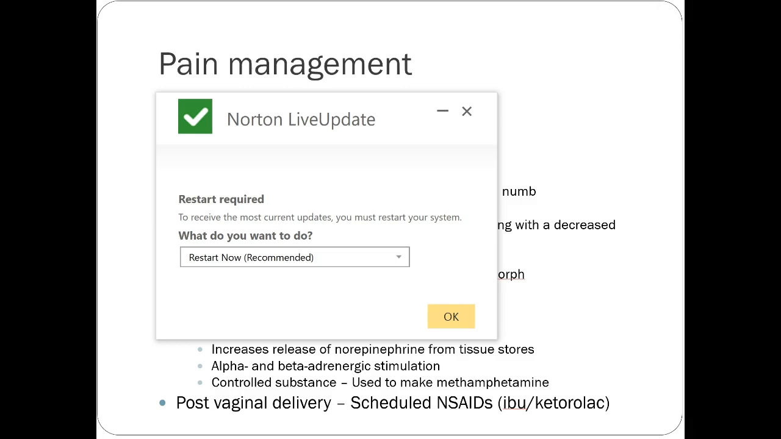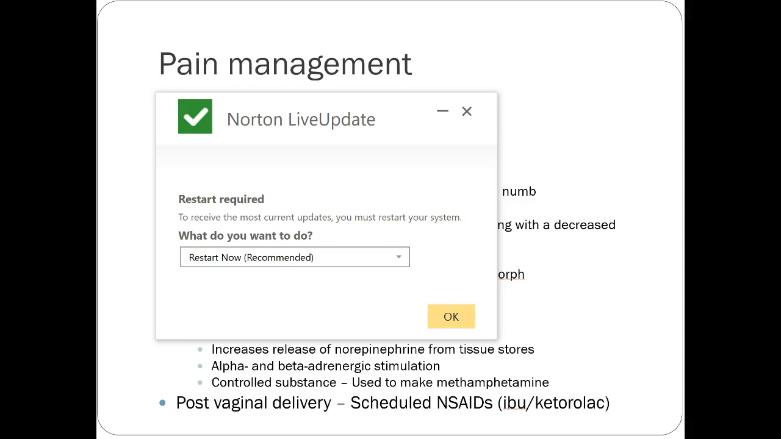But we do have a medication called ephedrine. It's kind of like Sudafed. It's a very mild pressor, I would think of it like that. It increases release of norepinephrine from tissue stores, and it can cause beta and alpha adrenergic stimulation. It is a controlled substance. People make meth out of it, but it's not like a narcotic or anything. And it does improve heart rate in this case. So pretty much every epidural, you're going to keep ephedrine close by somewhere so that they have access to it quickly. You definitely don't want the heart rate to drop too low.